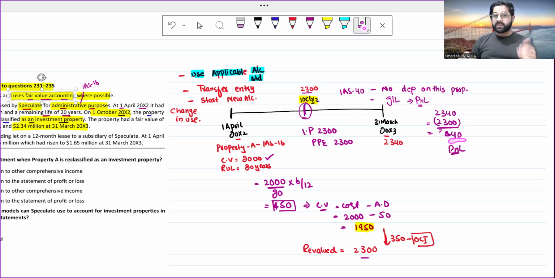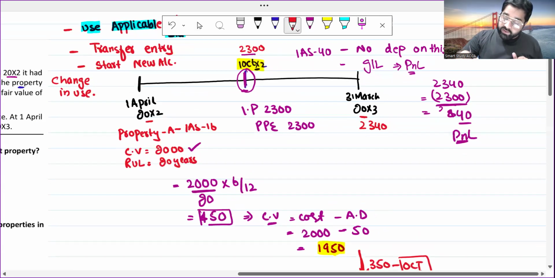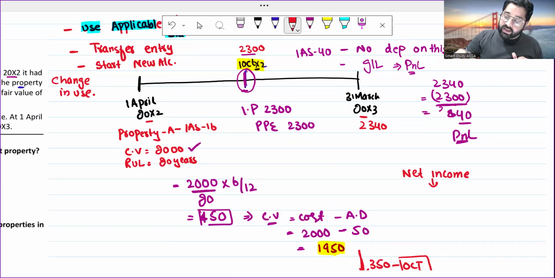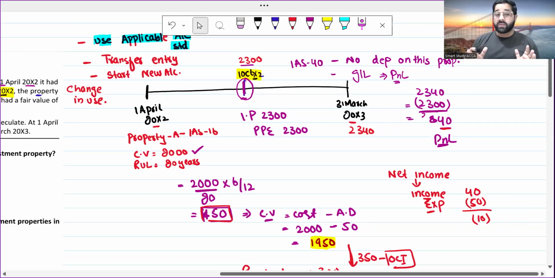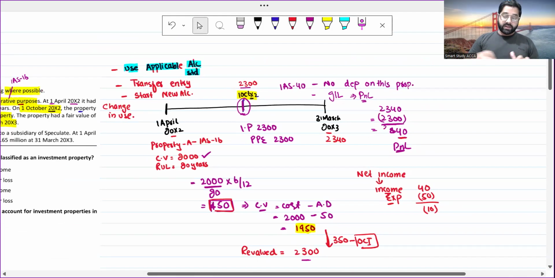The examiner may ask what will be the net income which should be shown in the profit or loss. The net income means that you have to offset income and expenses. Now the total income which should be shown in the profit or loss is $40, and the only expense which should be shown in the profit or loss is $50 depreciation expense. So there is a $10 net expense, right? The examiner may ask different types of questions from this paragraph. Any question till here you may ask?